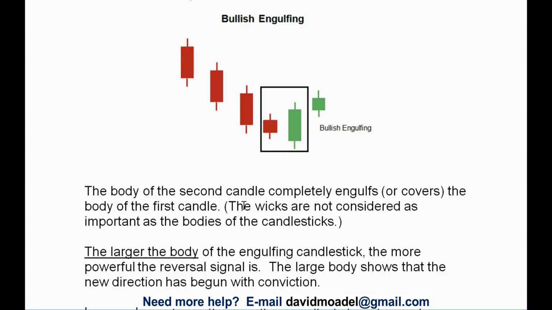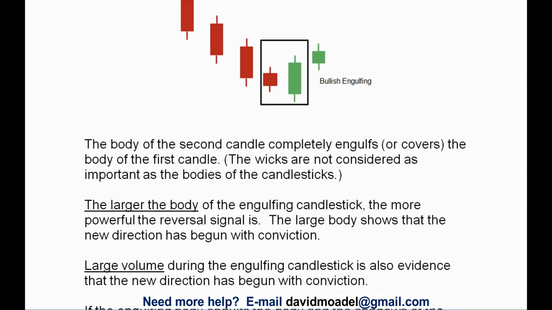Now, people ask about the wicks sometimes. Remember, we talked about the wicks, these two lines here and these two lines here. The wicks are not considered as important as the bodies of the candlesticks. Now, there's debate about that. Some people say the wicks are just as important as the bodies, but most of the technicians would probably agree that with the bullish and bearish engulfing, it's mostly the bodies that you're looking at, which represent the opening and closing prices of that period.